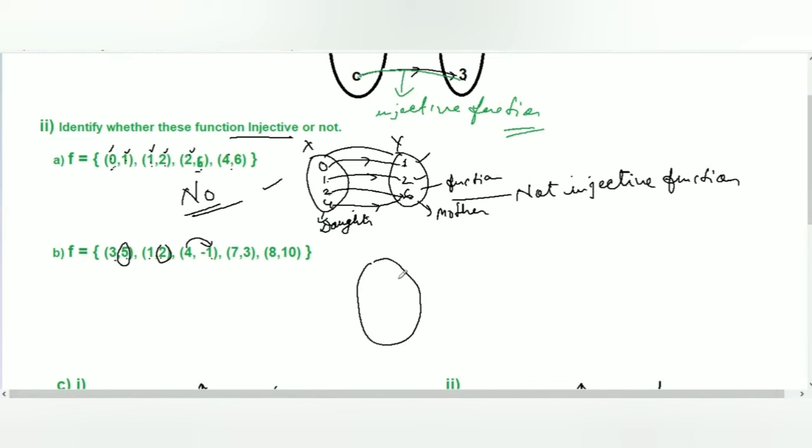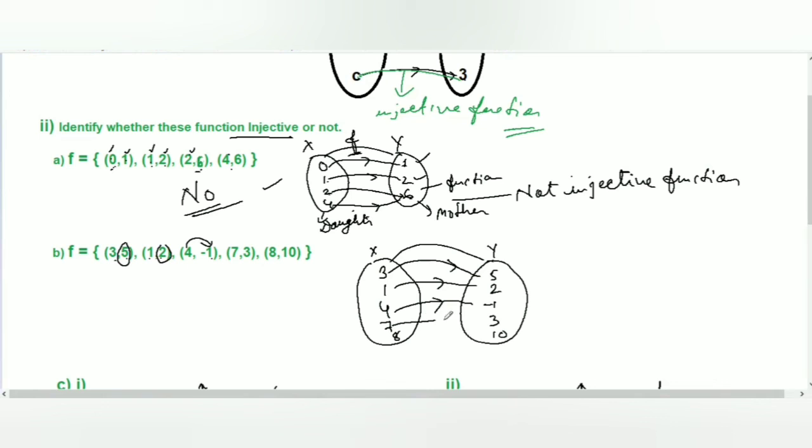So I'm going to draw a Venn diagram here: 3, 1, 4, 7, 8 and another Venn diagram. Don't write down function now here. First identify whether this is a function or a relation. If this is not a function, this must be a relation. So 5, 2, -1, 3 and 10. Try to map it. 3 will map to 5, 1 will map to 2, 4 will map to -1, 7 will map to 3 and 8 will map to 10.